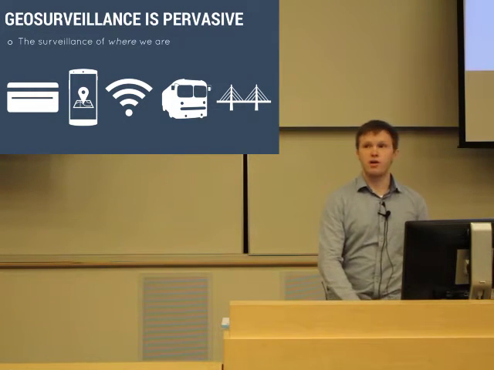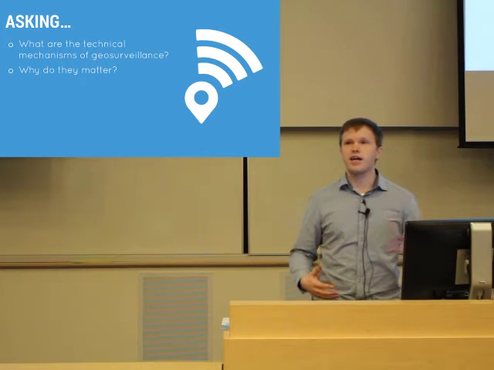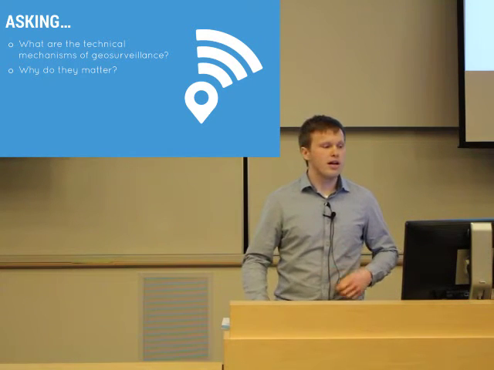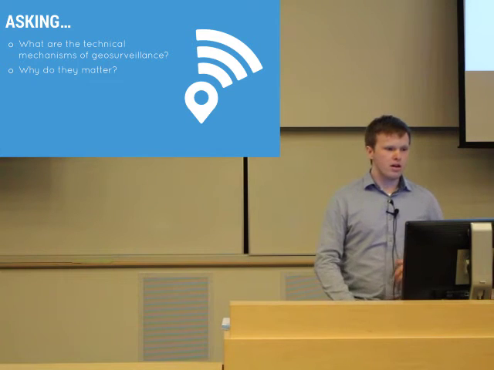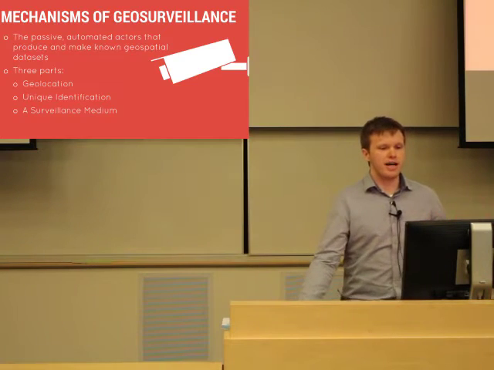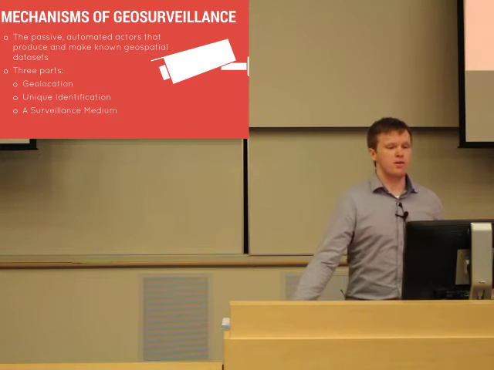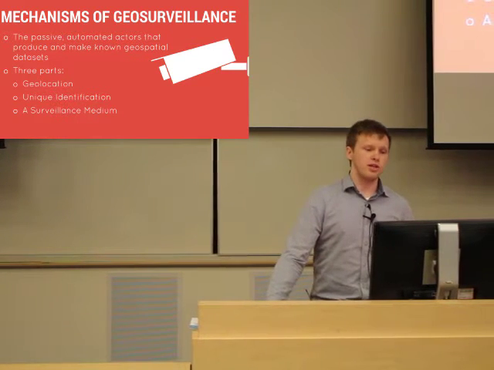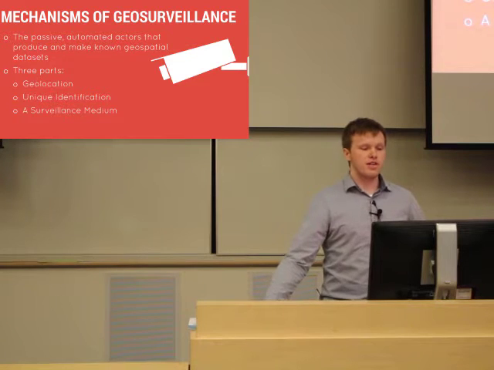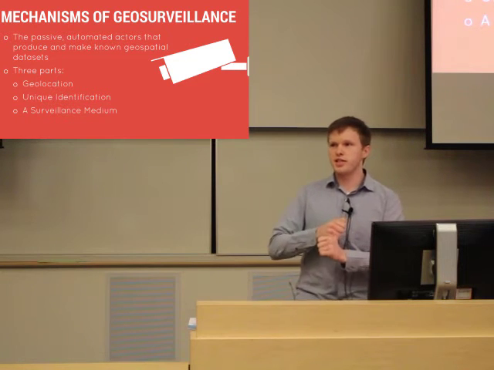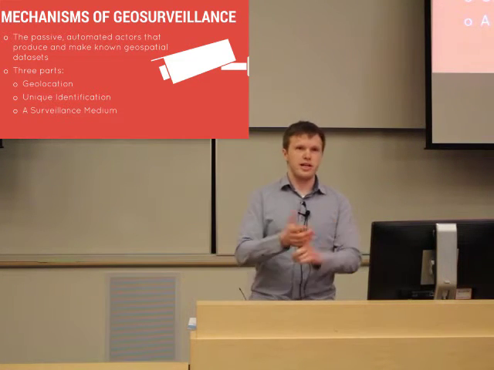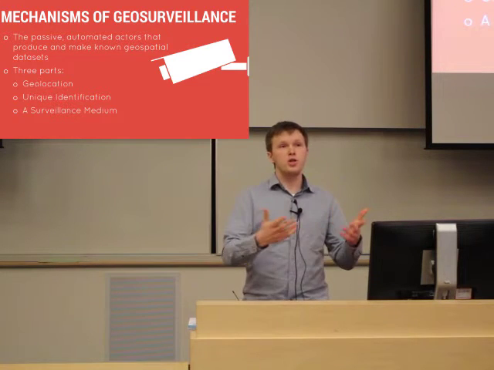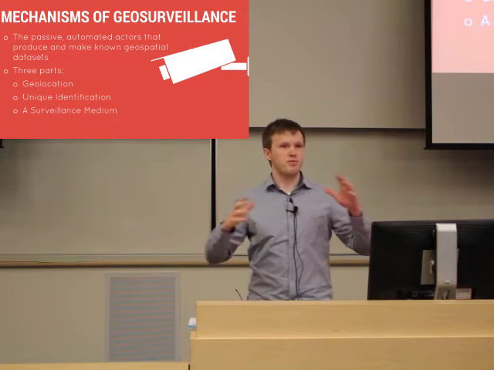And so what I wanted to ask for my honors thesis was, what are the technical mechanisms of geosurveillance, and why do they matter? And when I conceptualize the mechanisms of geosurveillance, what I'm thinking of are the passive automated actors that produce and make known geospatial data sets. And to me, these have three parts. There's geolocation, so finding out where you are. There's unique identification, so finding out who you are, such that where you are can be tracked over time.